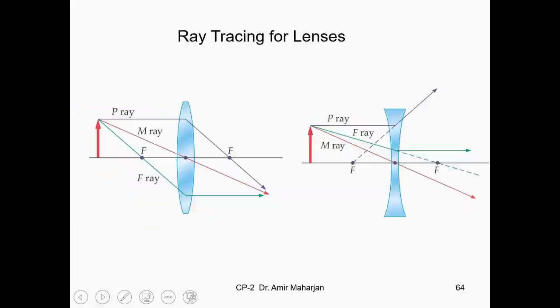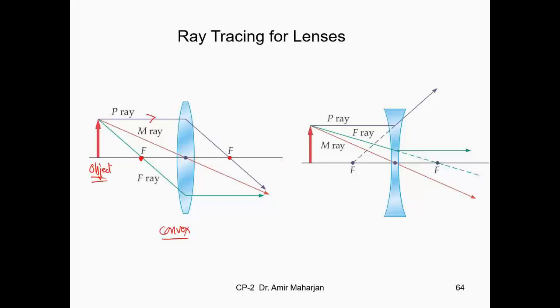So here's the example. First I'm going to show you for a convex lens, for a converging lens. You just need a P and M ray. You may not necessarily need the F ray. First, you put an object. This is the object, a real object of some height. First you need to put the focal point, because the given lens has a focal length; the focus will be given to you. So put it somewhere here, and first draw the P ray. P ray means parallel to this axis.